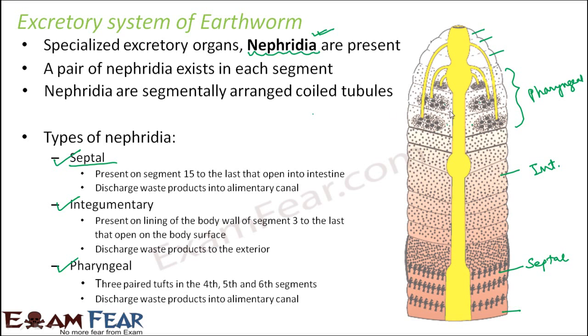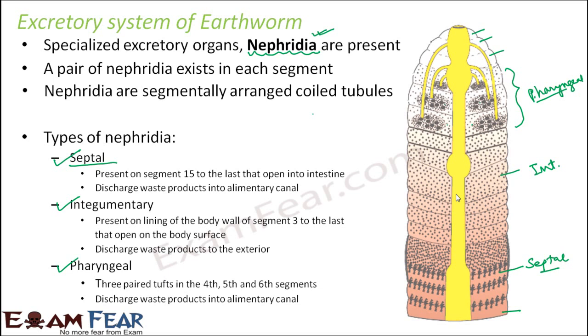The name pharyngeal has come from pharynx because they are located near pharynx. They discharge their waste products again into the alimentary canal. So pharyngeal nephridia and septal nephridia will put all the waste products into the alimentary canal, whereas integumentary nephridia will directly pass it to outside.